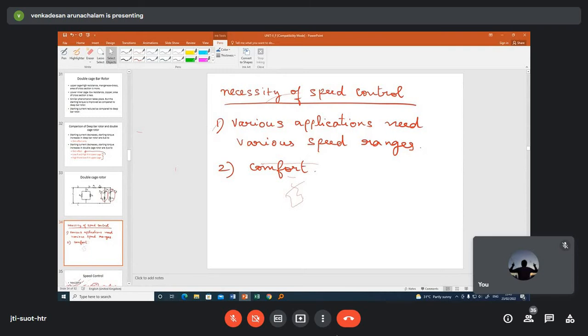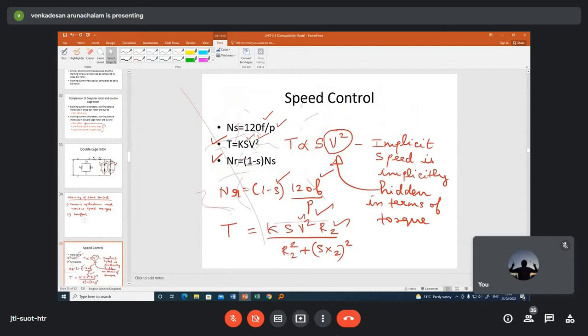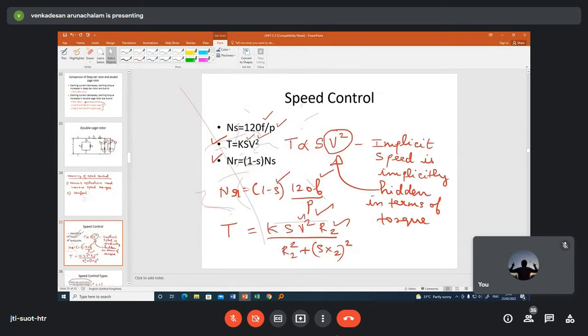And how to do this? For that, we have to see the parameters on which the speed of the induction motor depends. We can understand that from the definition of the induction motor. The first well-known speed equation is synchronous speed Ns = 120F/P, where F is the frequency and P is the number of poles.